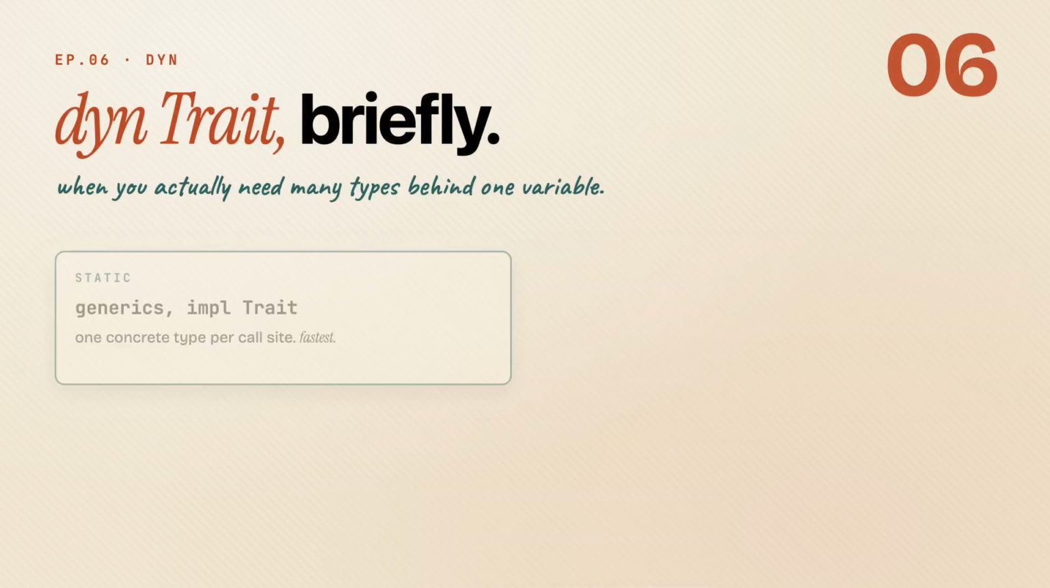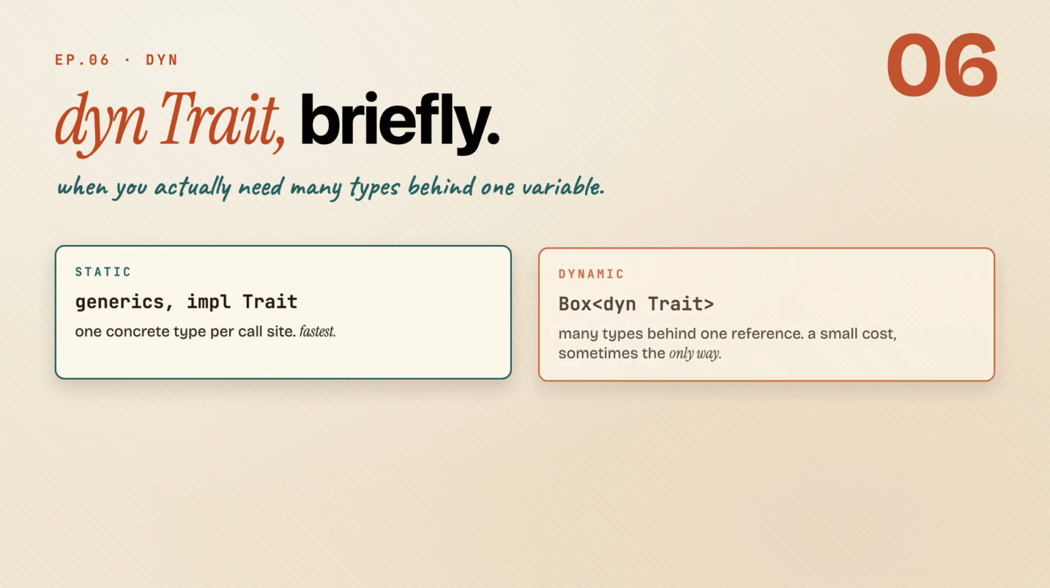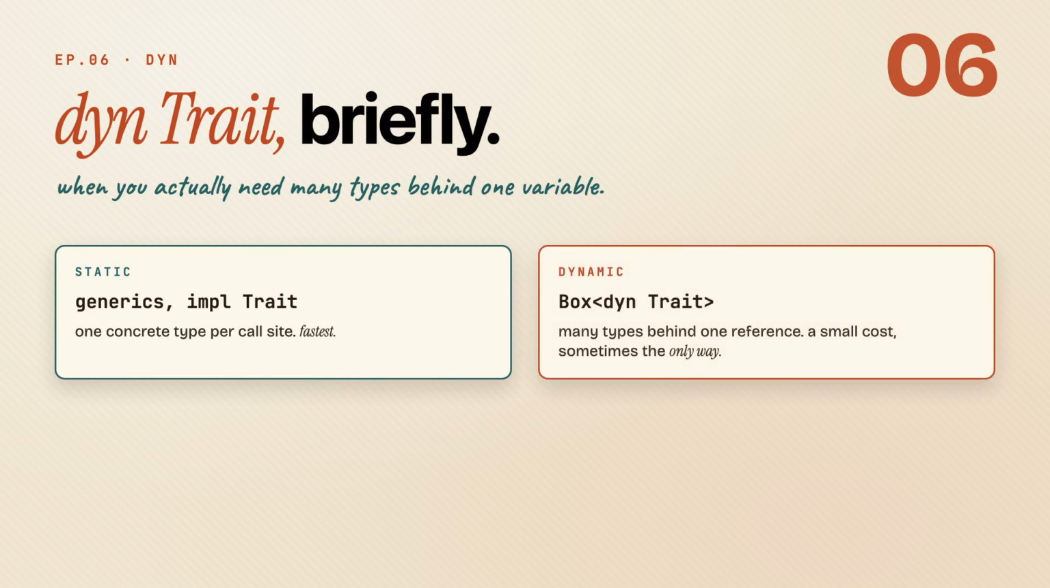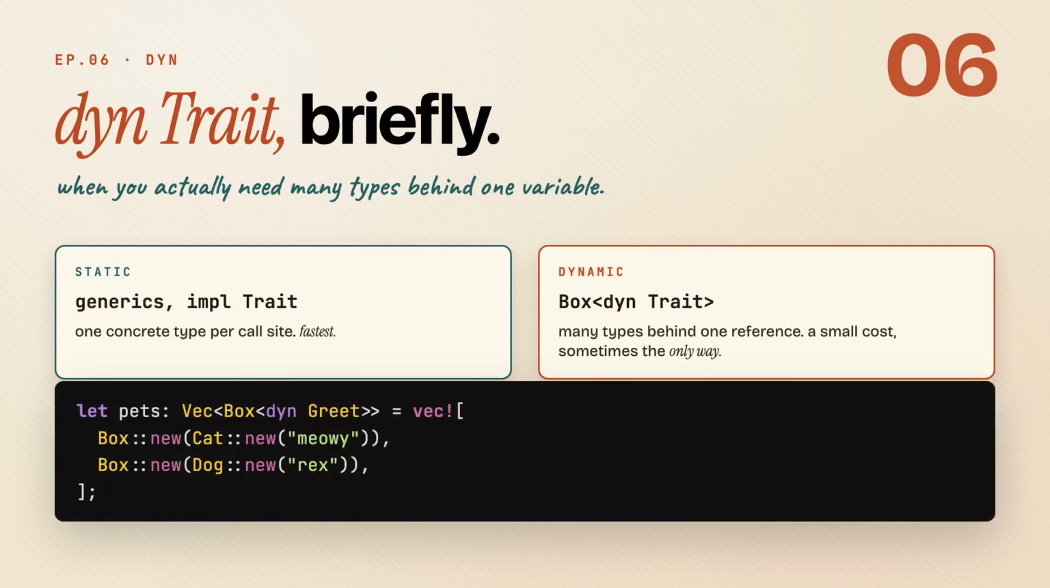We finish up the trait part. Let's look at something. Everything so far was static: one concrete type decided at each call, the fastest option. But sometimes you want a mix of all this, like a list with a cat and a dog in it, side by side. And for that, you reach for dynamic.